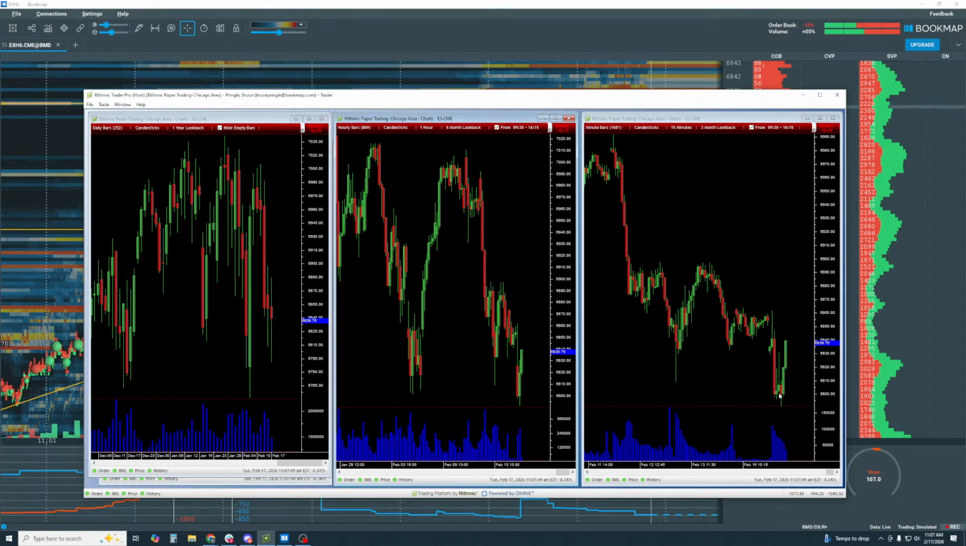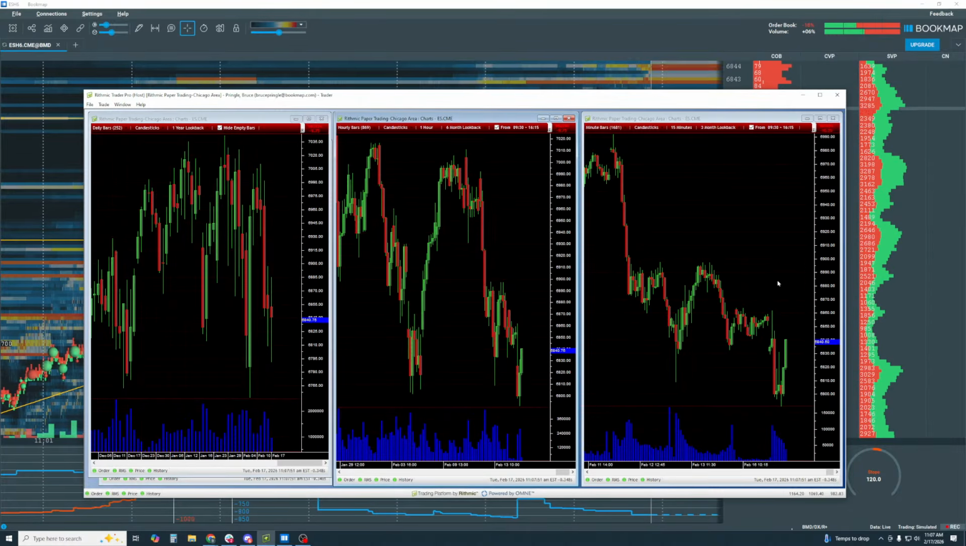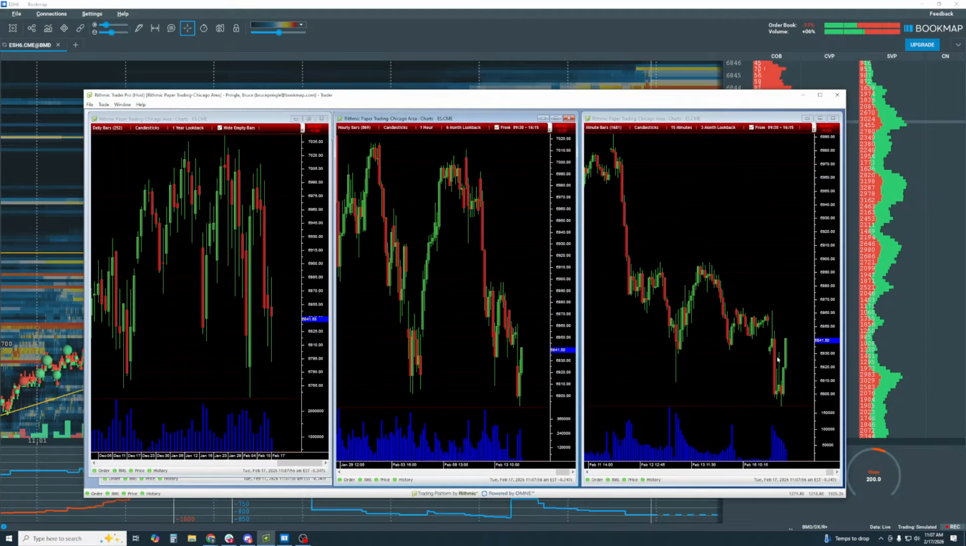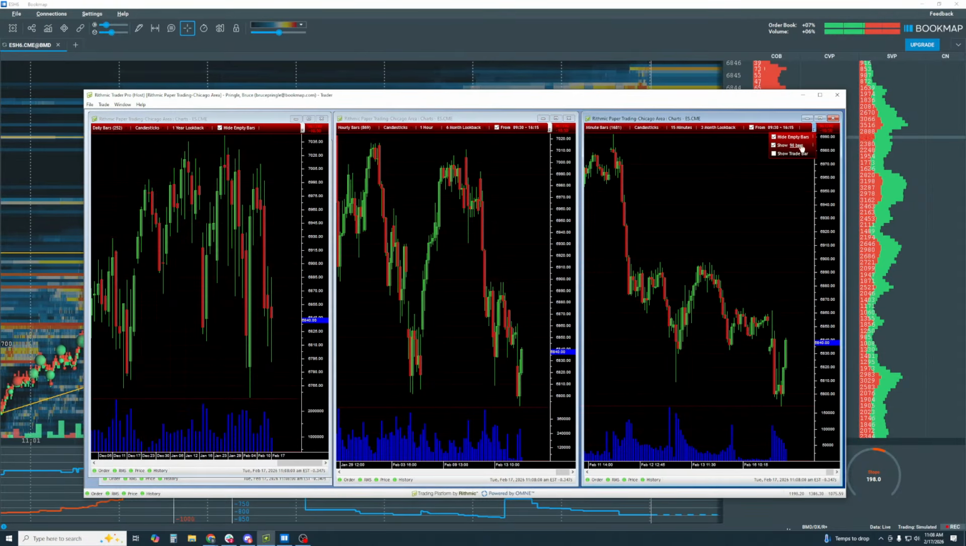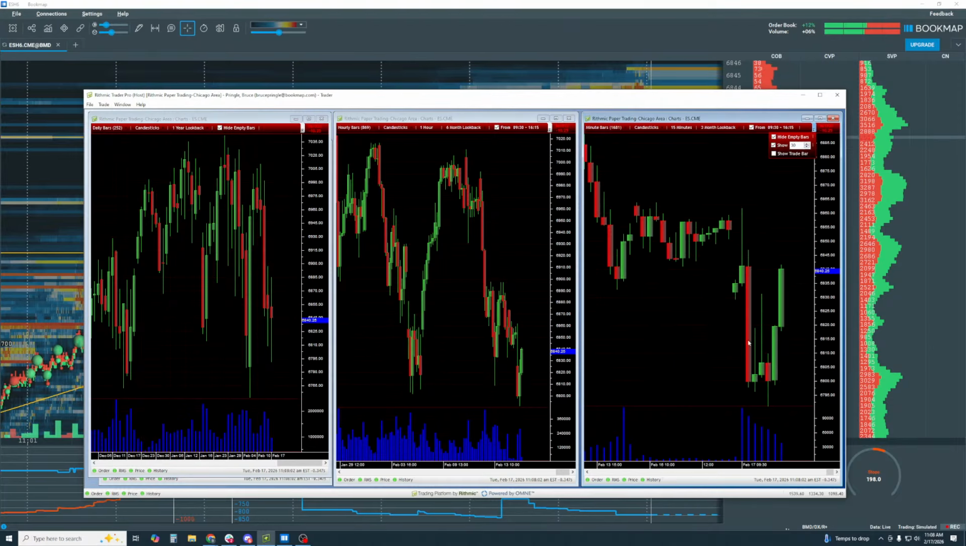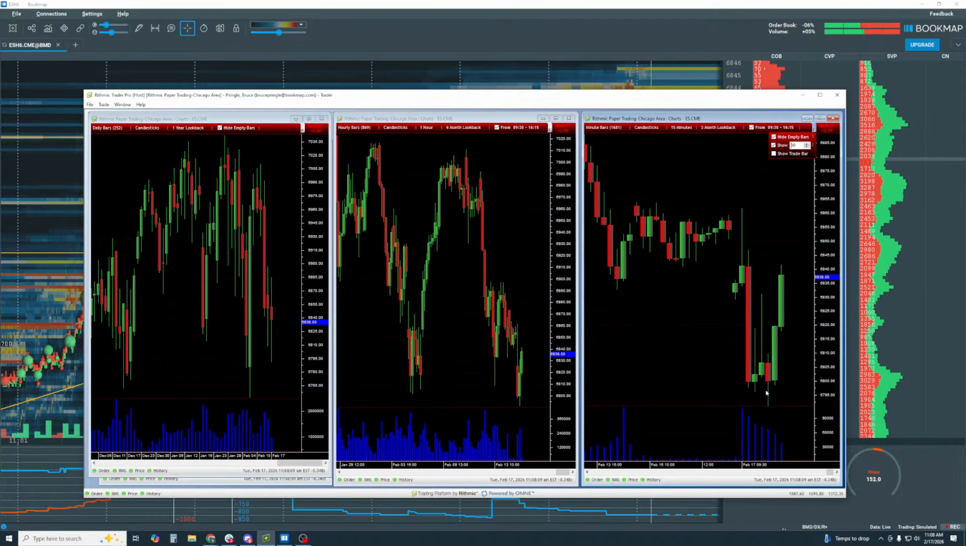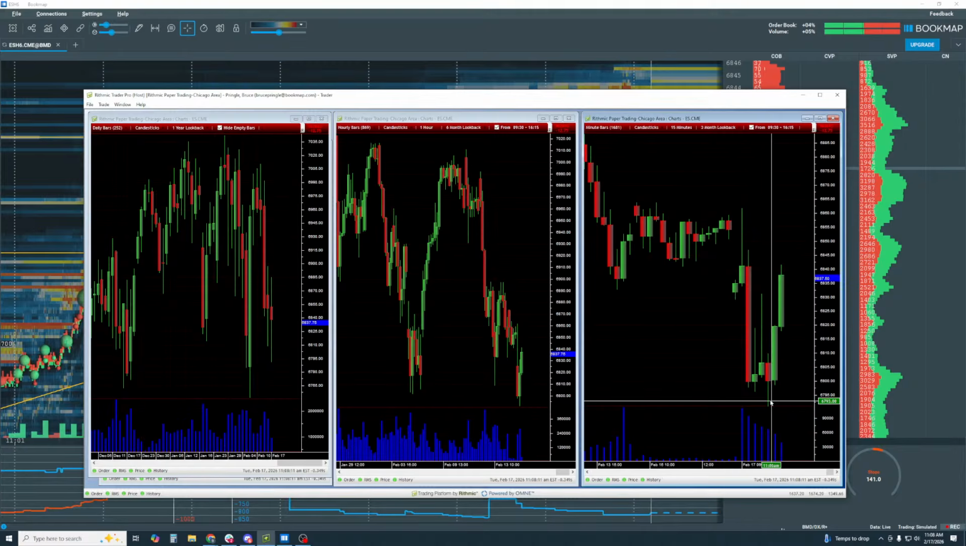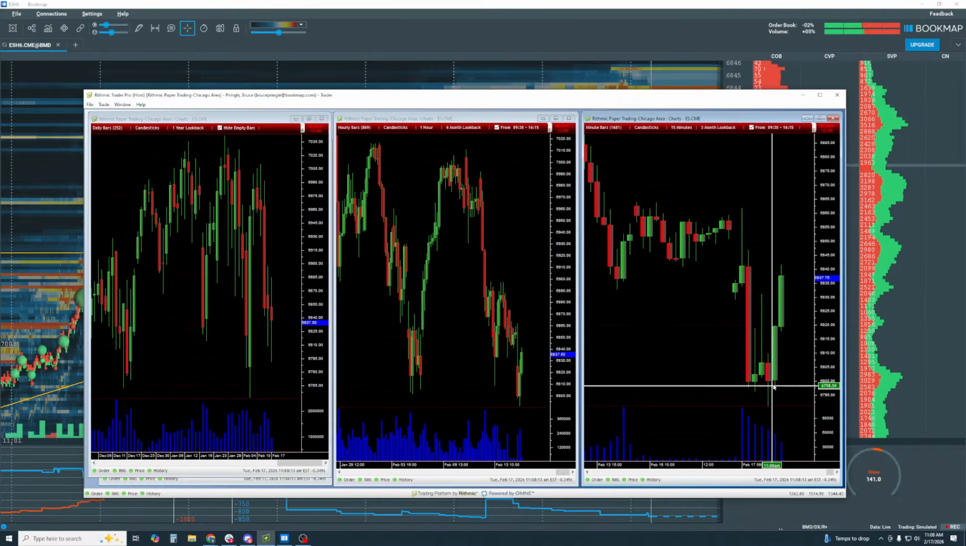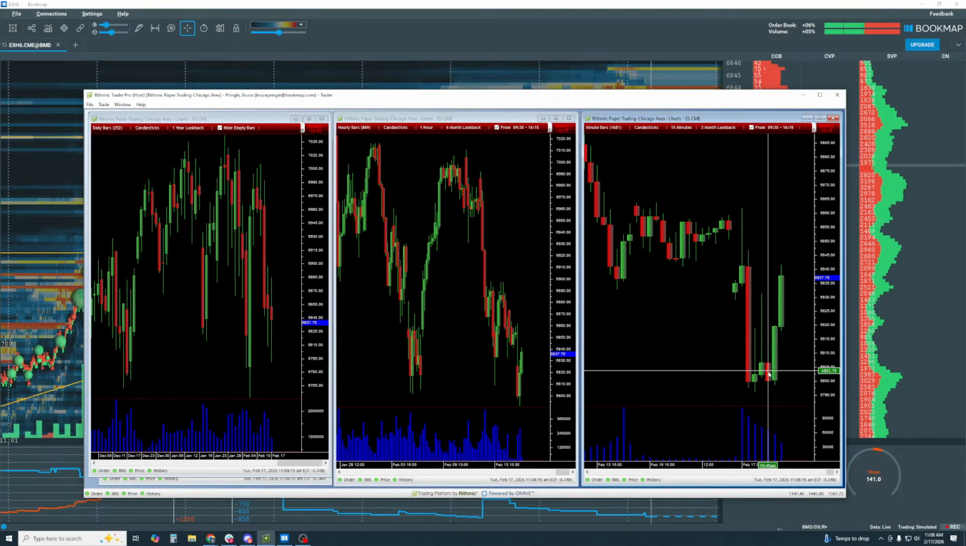And now I was looking for them to blast through that level, and I'll tell you why. Okay, because see the wicks in here. Let me reduce this here a little bit. Okay, here's buyers tried, sellers came back in. Okay, and they made a lower low in here. Okay, and then I thought this was enough.